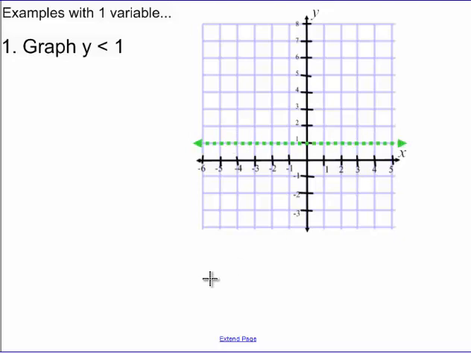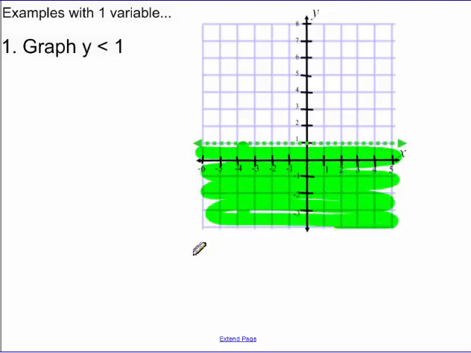going through y equal to 1. Because it's y is less than 1, we are going to shade below the line. Less than is down, so we want to shade below the line, this side. So that is the graph of y is less than 1.